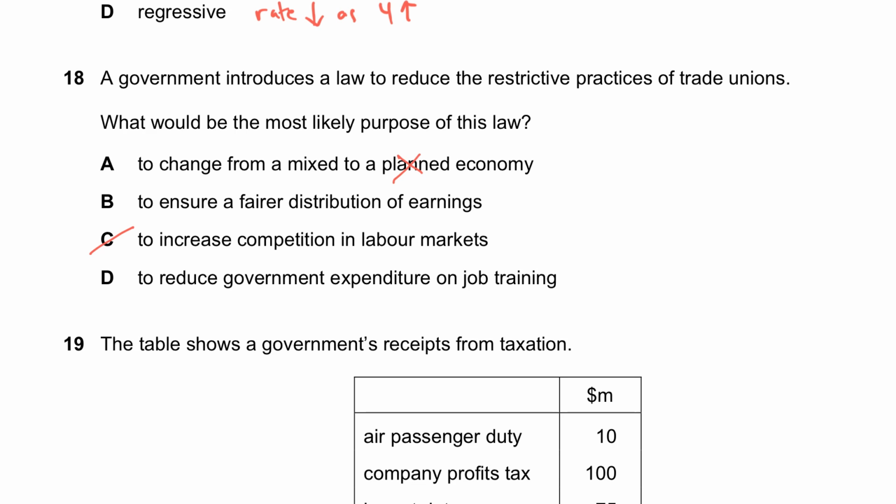B says to ensure a fairer distribution of income. Well, if you want to have a fairer distribution of income, then the way we go about it is by using policies of taxation rather than curbing the power of trade unions. And D says to reduce government expenditure on job training. If you want to see that, trade union control may not be the option. So C seems to be the best answer, where the government may be trying to improve more competition in the labor market and may want to not make the trade unions that powerful.